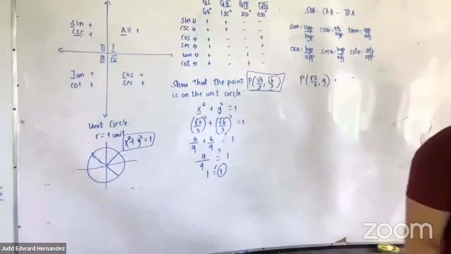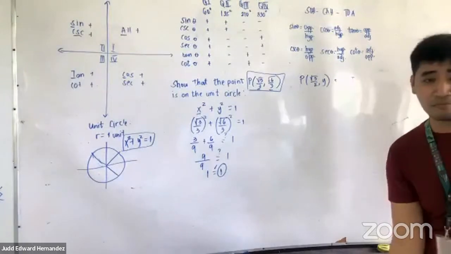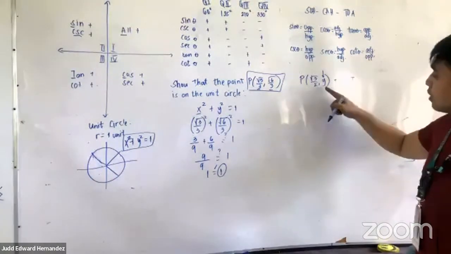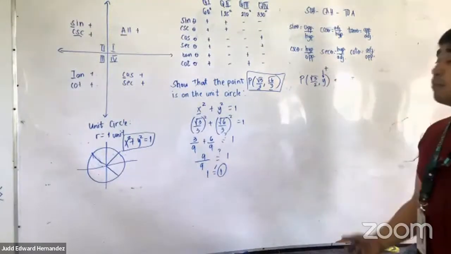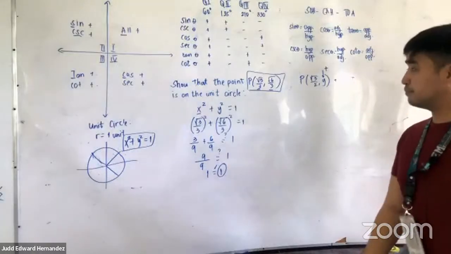Okay, pinapahanap sa atin yung y coordinate. What can we say about points on quadrant 1? Anong masasabi natin sa mga point na nasa quadrant 1? They are positive. Therefore, the y value must be positive. Tama po ba na dapat yung y value natin is positive? Opo. Yes.